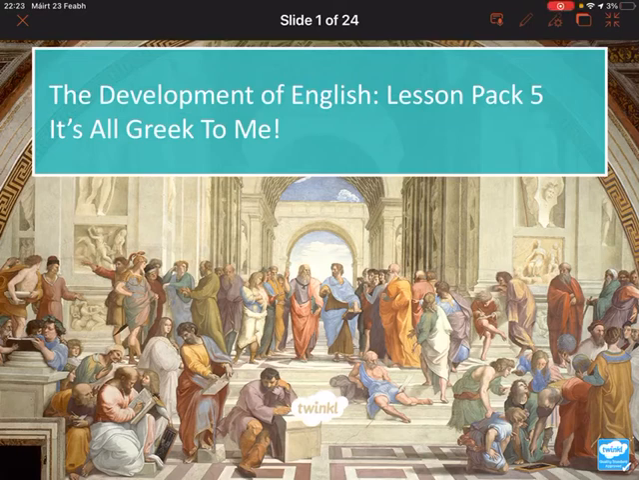Guys, so we're going to be talking about the development of English, and in this lesson, we're going to be looking at Greek derived vocabulary in English. Okay, so you can see a famous picture of the Lyceum in Athens, which was painted during the Italian Renaissance by Raphael, I believe, and you can see Aristotle in the middle with the kind of blue mantle, and then next to him you have Plato.